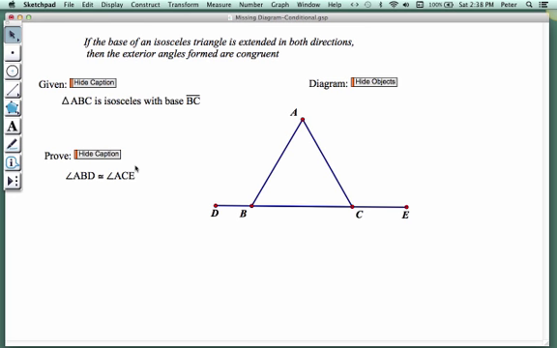Okay, once again, we're not concerned right now with how to prove this. We're just working on the setup. So now that you've seen that, let's move on.